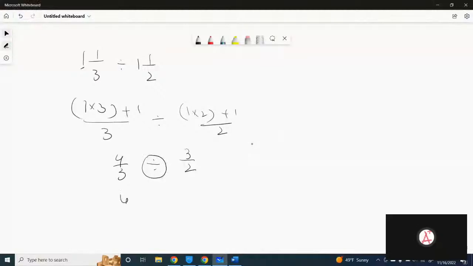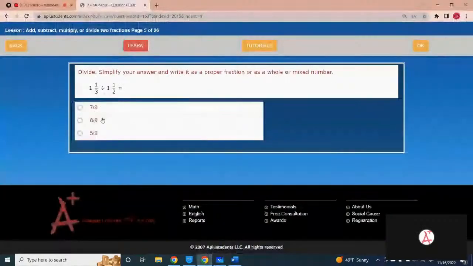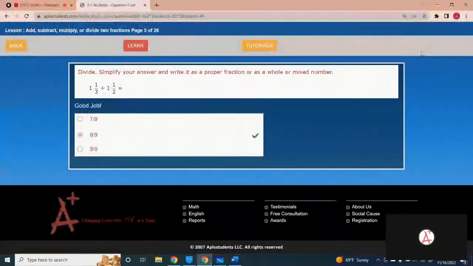Now convert that division sign to multiplication and take the reciprocal of the term after the division. It would be 2 over 3. Got it? Just do numerator times numerator and denominator times denominator: 4 times 2 divided by 3 times 3. 4 times 2 is 8, and 3 times 3 is 9. It would be 8 over 9. Got it? So the correct option is 8 over 9. Just select the correct option and click on the OK button.